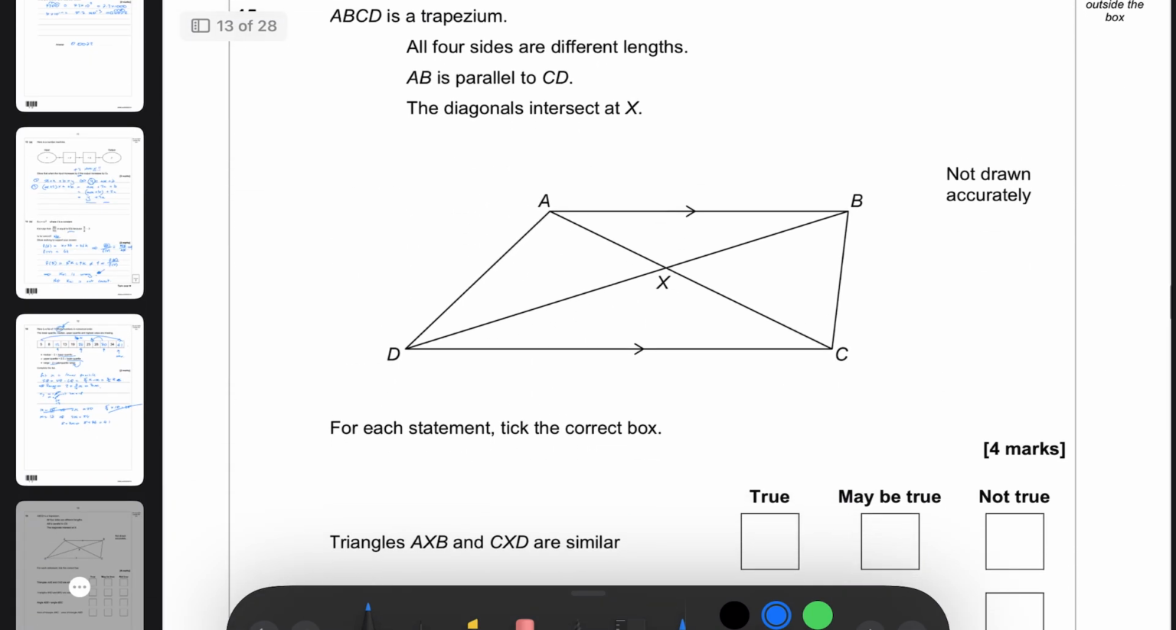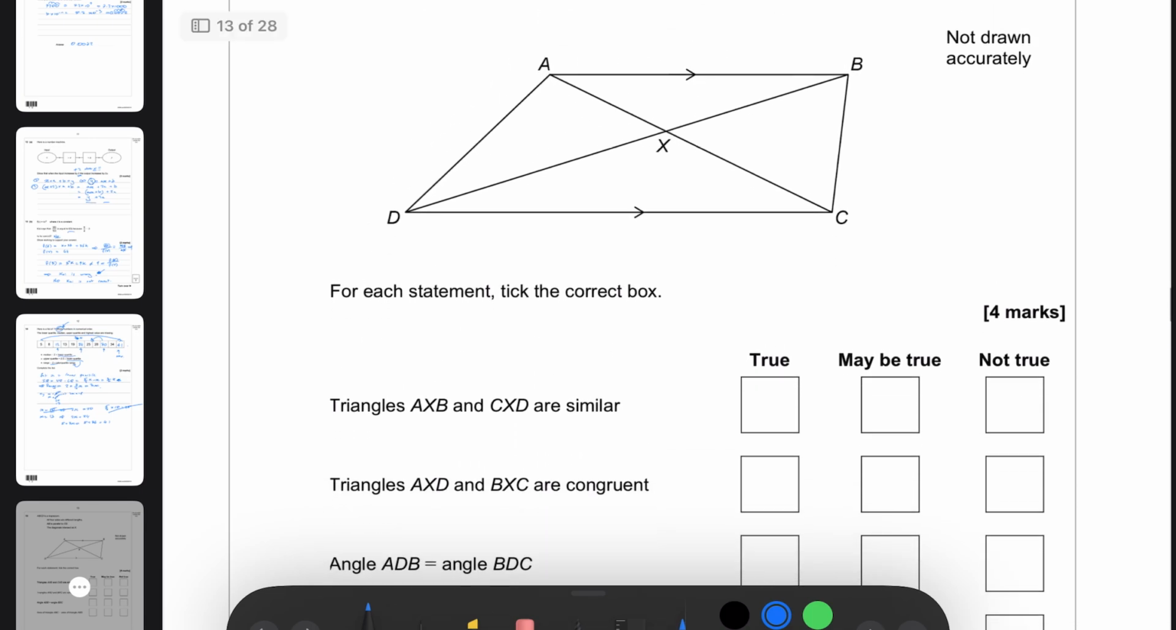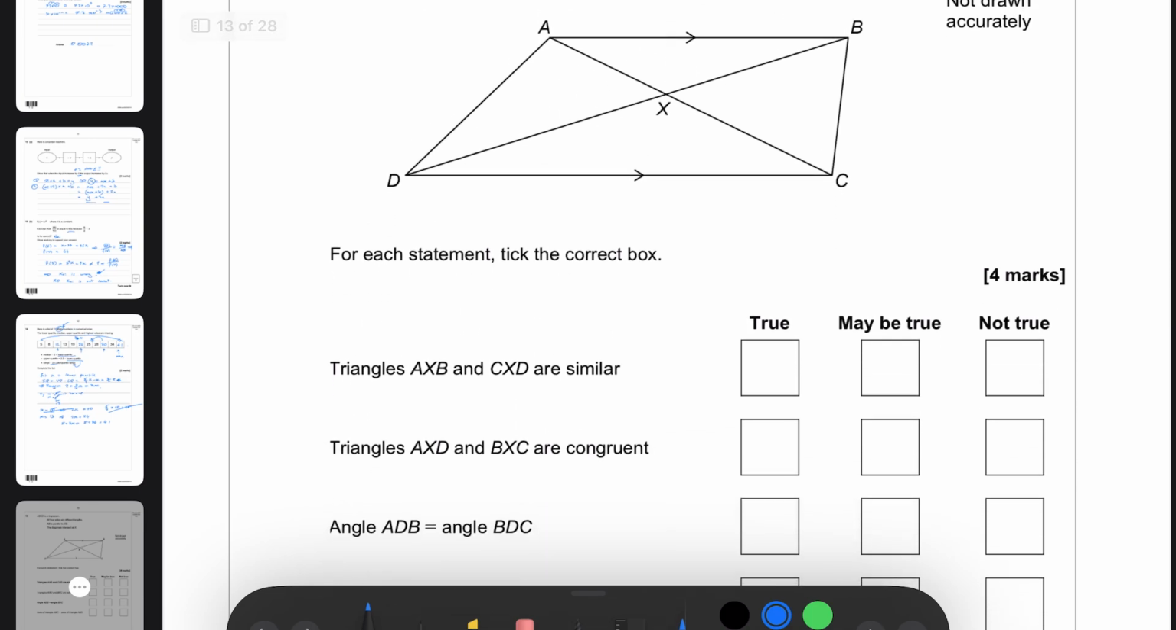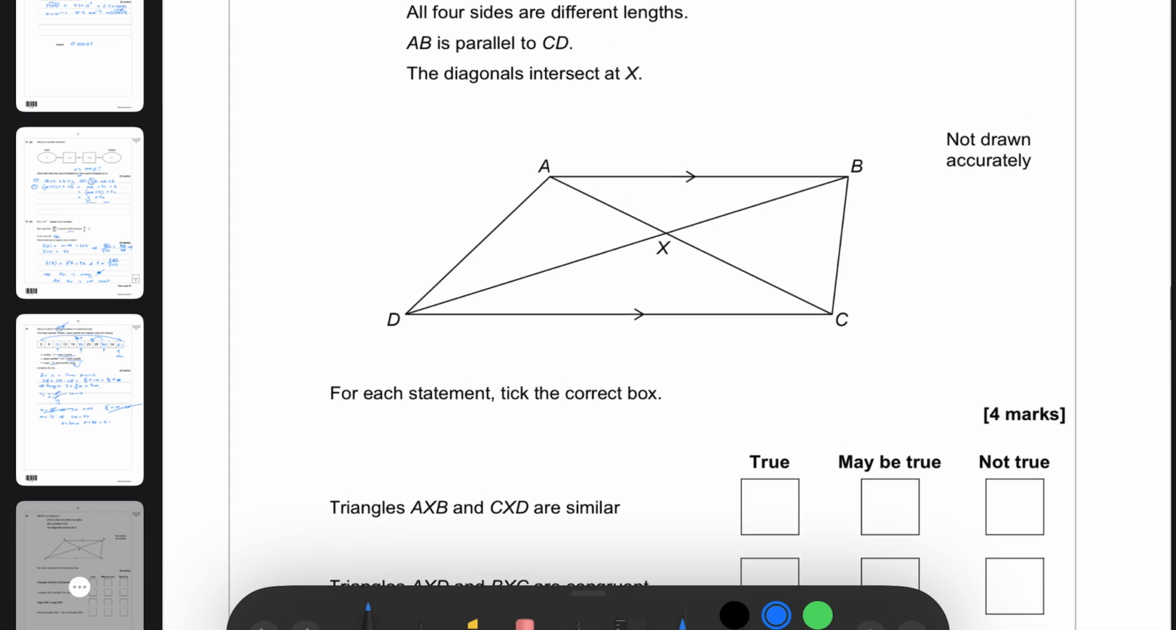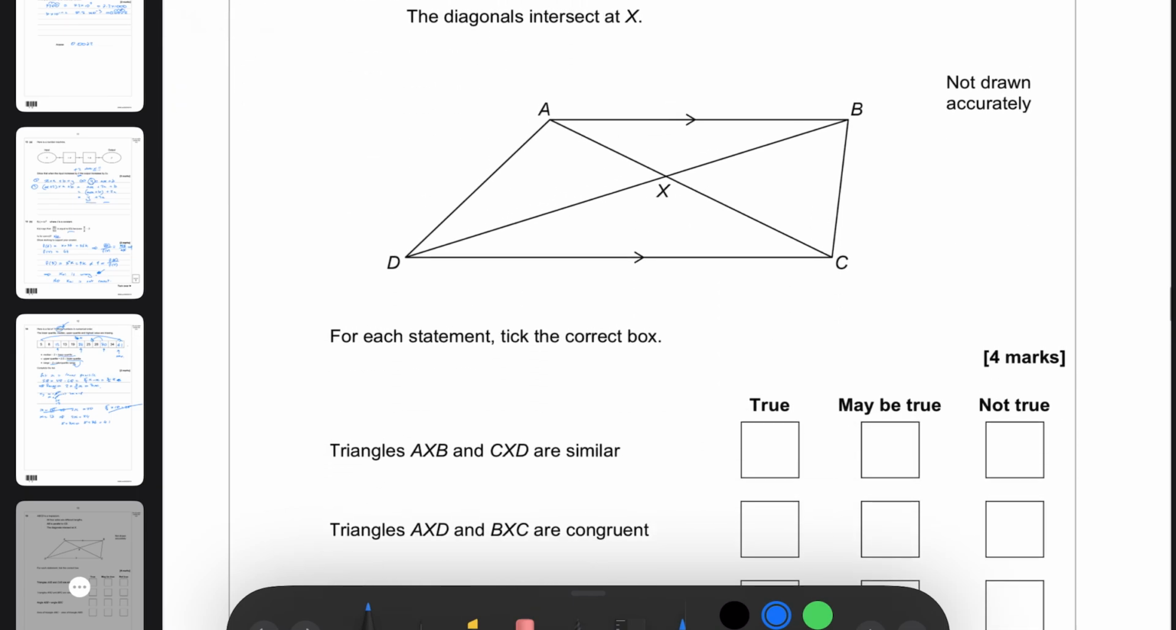Right, ABCD is a trapezium. All four sides have different lengths. We have AB parallel to CD, right? These diagonals, right? So plenty of opportunities here to test what you learned about angles. The diagonals intersect at X, we don't really care about that. For each statement, tick the correct box: true, maybe true, not true. I'm going to draw over them since I have a tablet and I can delete them afterwards, but I don't really recommend you doing that since it will get messy.